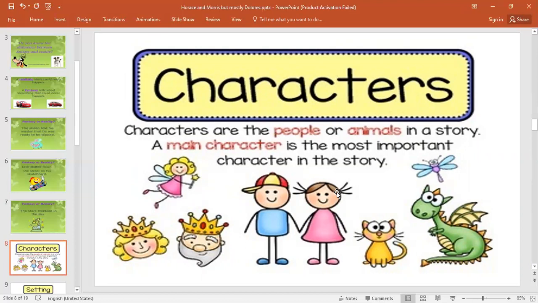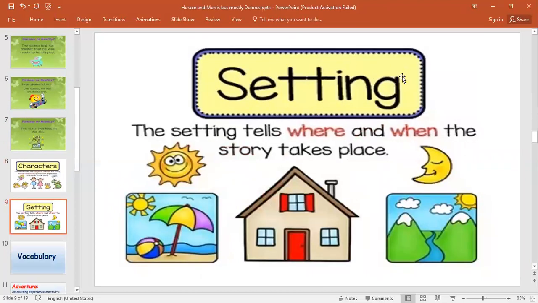Now, the main character is the most important character in the story. Who's the main character in the Cinderella story? Of course, it is Cinderella. So Cinderella is the main character in the story. So again, characters are the people or animals in a story. Settings. Settings tell where and when the story takes place, or where and when the story happened.